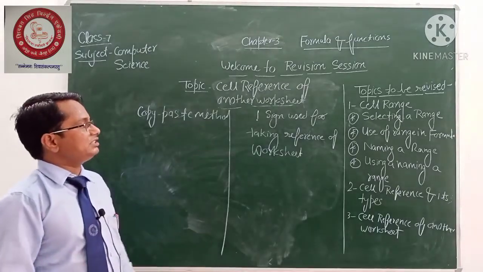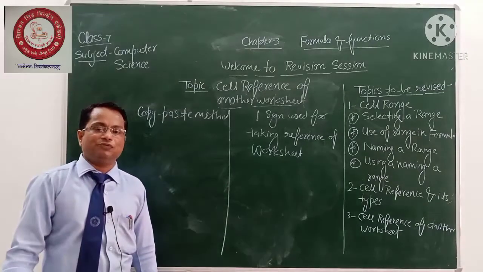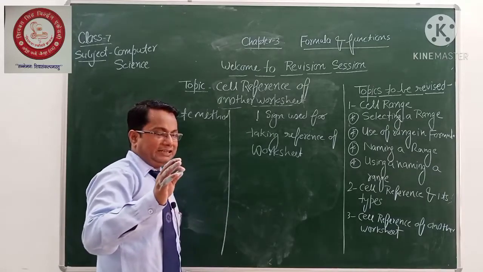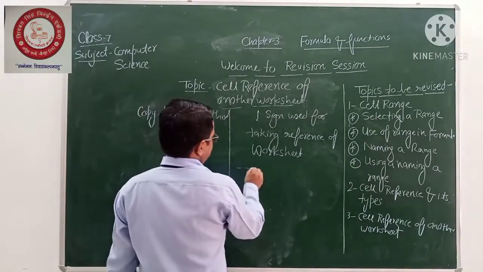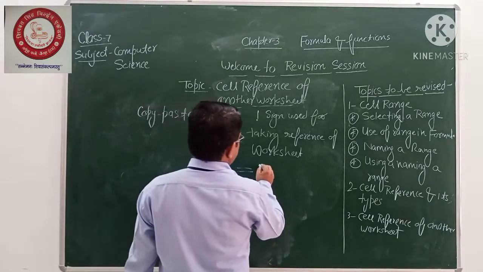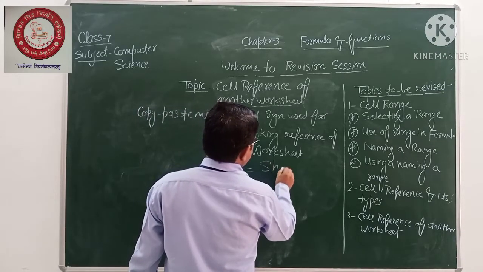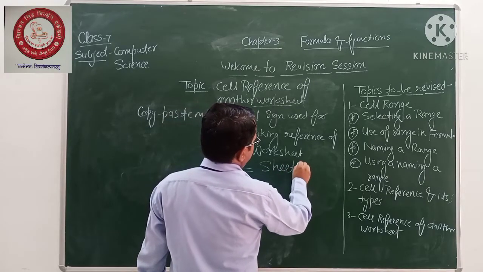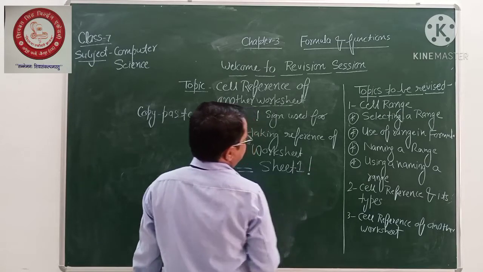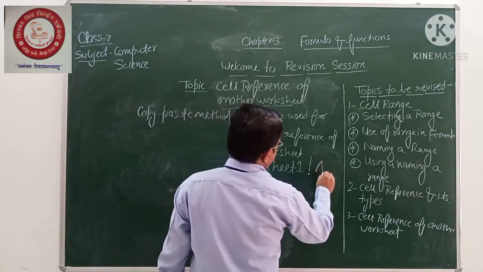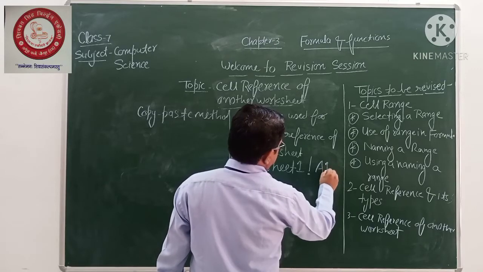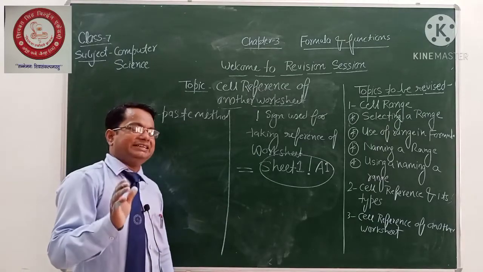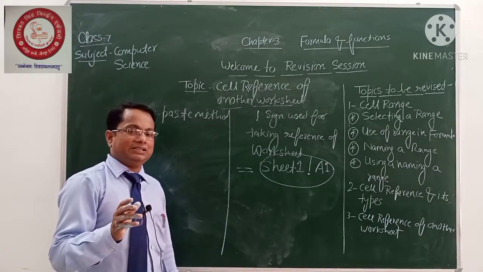But if you talk about how to use the exclamation sign for taking the reference of a sheet, you have to write it in a particular, proper way. First, an equal to sign, then Sheet1. If you take Sheet1, you write Sheet1, then the exclamation sign, and then put the address here. Suppose I have written A1. This is the syntax to take the reference of another worksheet.